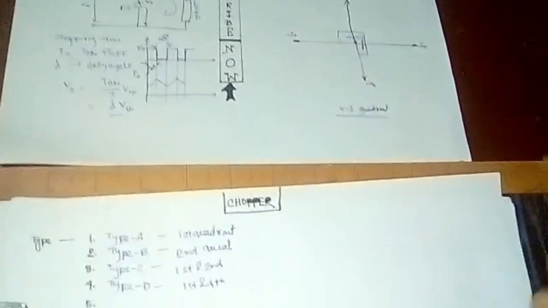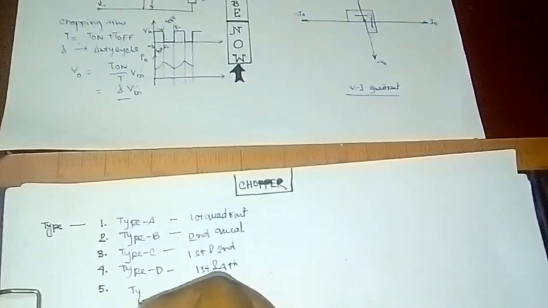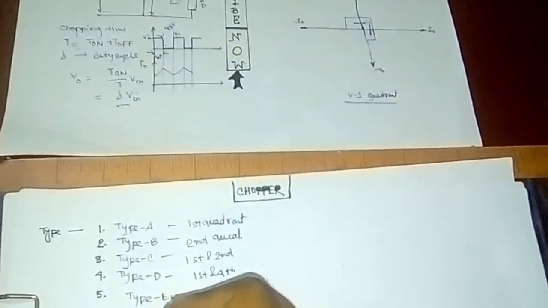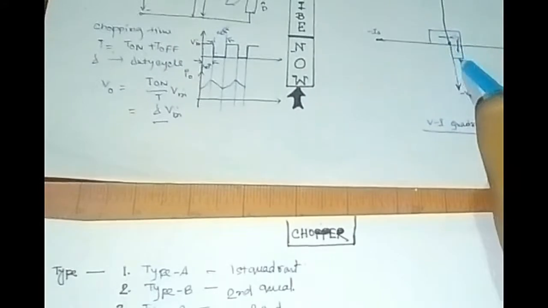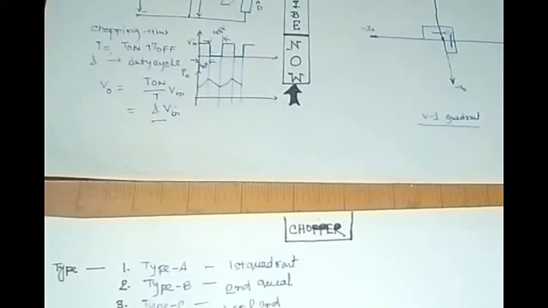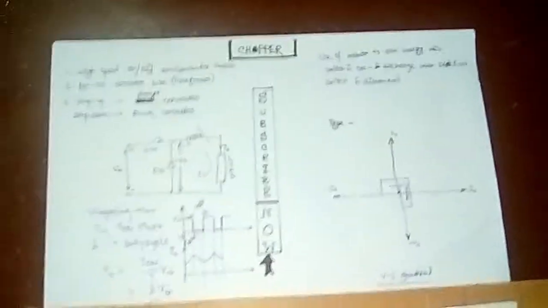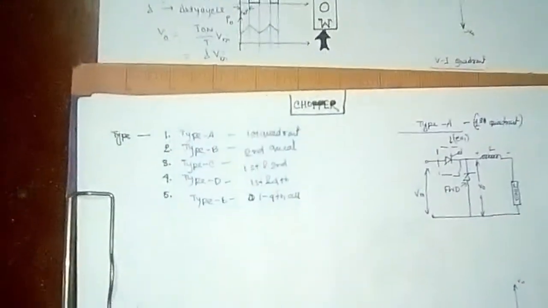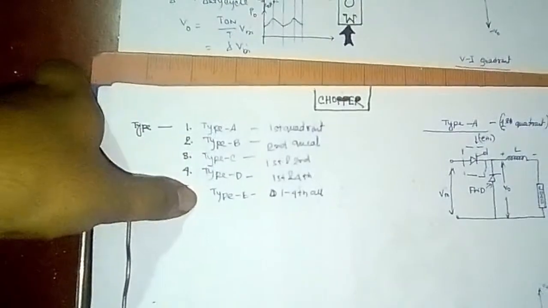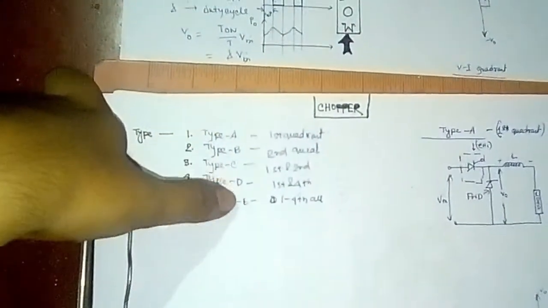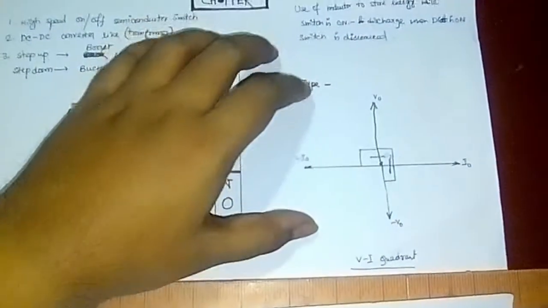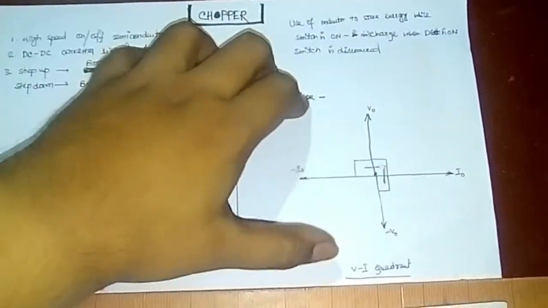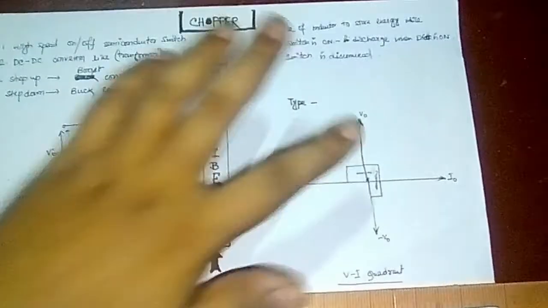And type E is the fifth type. It is a combination of all, so we will get output in every quadrant. Now I am going to discuss type A. Before that, again, see, there are 5 types: type A, type B, type C, type D, and type E, and all have different characteristics because of the output we get in different quadrants of the V-I waveform.